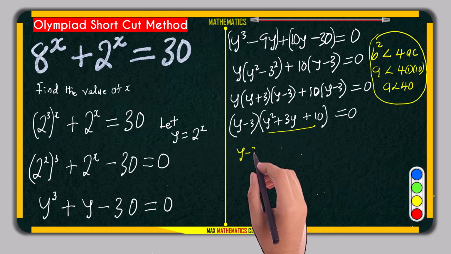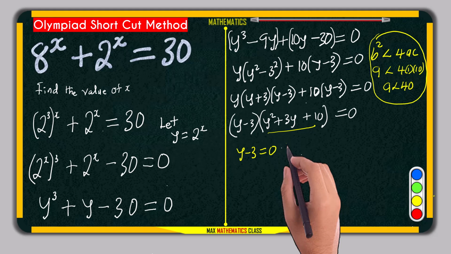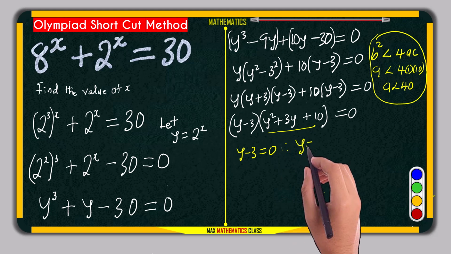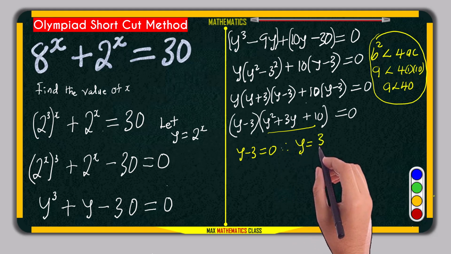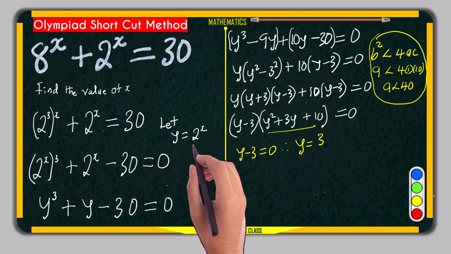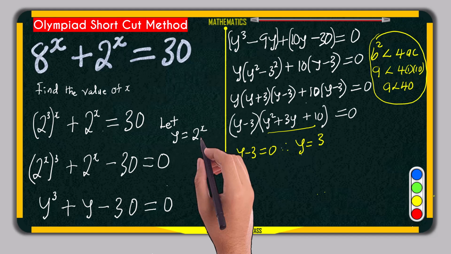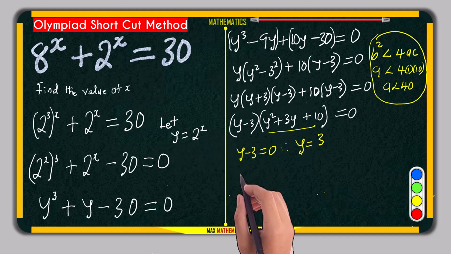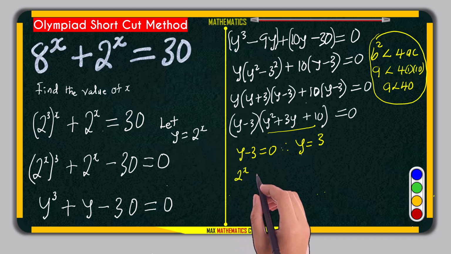Our y minus 3 is equal to 0. Therefore, y now will be equal to 3. But we are not looking for the value of y. We are looking for the value of x. Recall that y is equal to 2 raised to the power of x. So because of that, we are now going to have 2 raised to the power of x equal to 3.